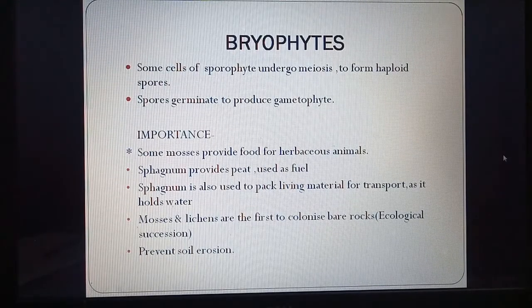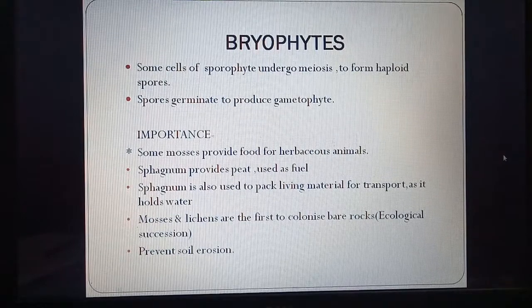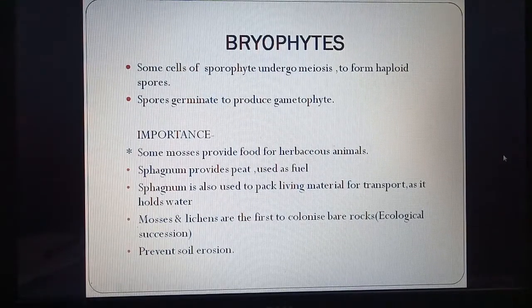Mosses along with lichens are the first to colonize bare rocks. So in some places there are bare rocks where no plant is found, but the first plants which can come there are mosses and lichens. So it is called ecological succession, where a bare area or desert area where no life is found changes finally after some time into a forest.